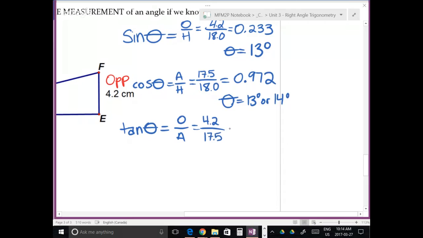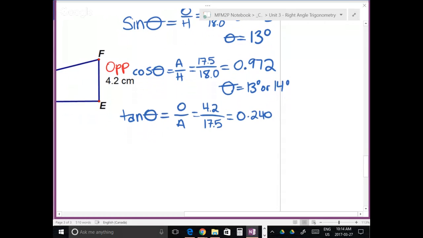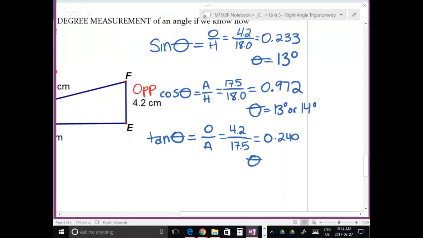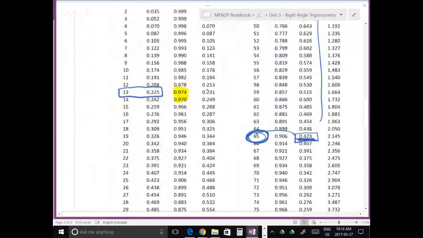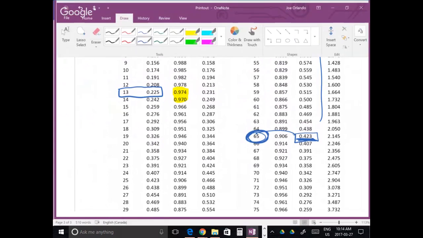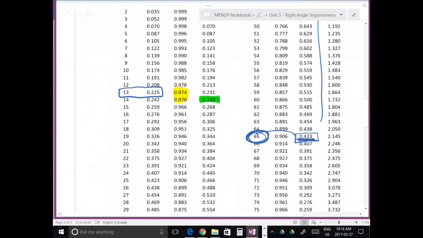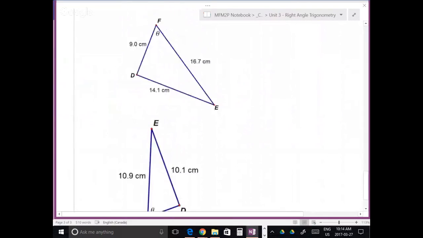Very good. And if we do that in our calculator, what do we get? 0.24, third decimal? Oh, it's perfect. Okay, so 0.240. And let's look that up as well. Look up a tangent of 0.24. And it's closer to 14, I guess, right? So that will give us 14 degrees.